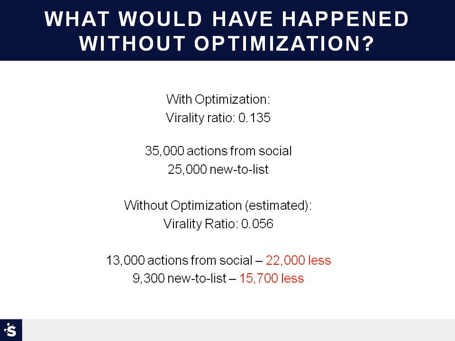But what would have happened if they hadn't done that optimization? I mentioned before how all those improvements can add up to a higher virality ratio. If we work backwards to see, okay, without those improvements, where would Credo have been? Instead of that virality ratio of 0.135, we would have had a virality ratio of 0.056, so it would have been less than half as much. And that would have meant they would have gotten 22,000 fewer people signing the petition and 15,000 fewer new people recruited through that campaign. So spending effort and time to have those improved viral processes made a big, big difference as far as how successful this campaign was for them.